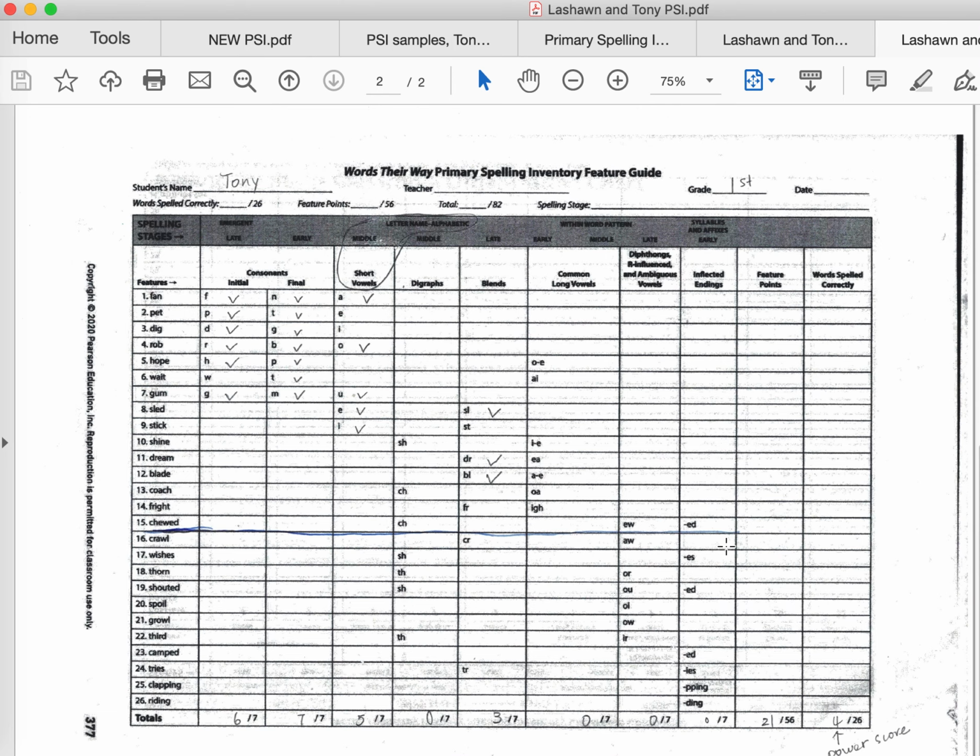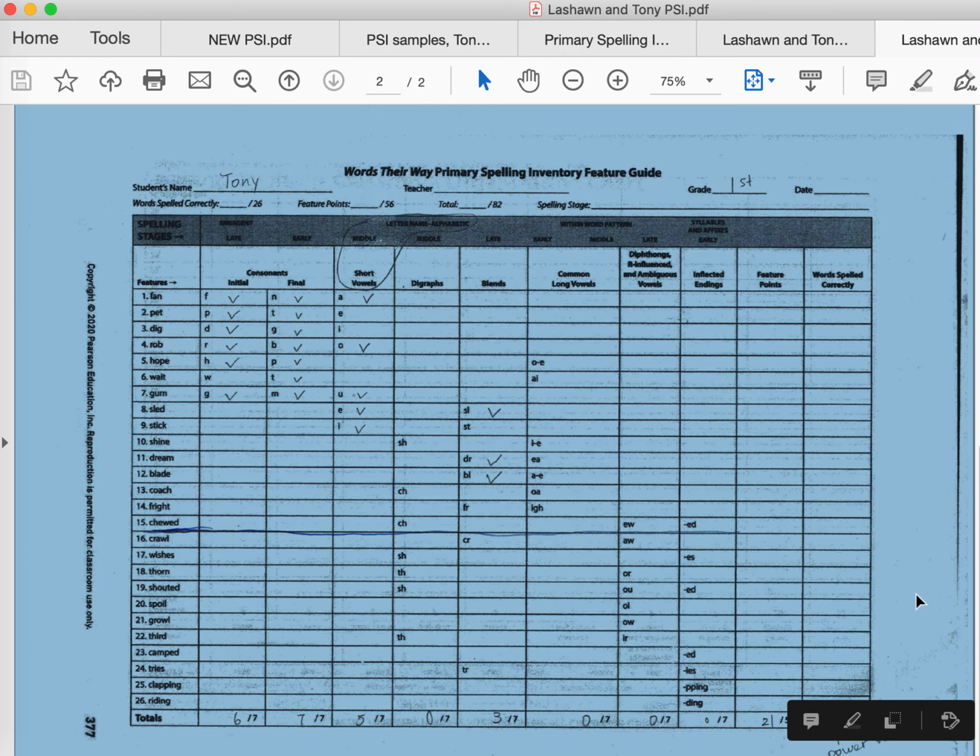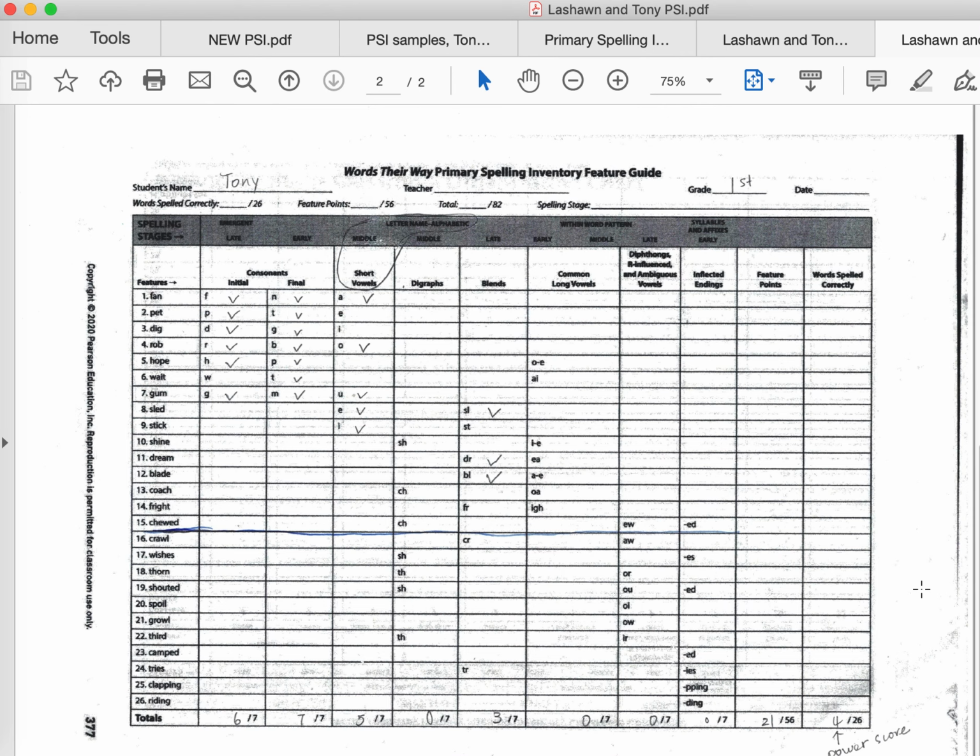Thus, the totals at the bottom of any feature column will need to be compared to how many words the student attempted. In Tony's case, only 15 words rather than 26 words on the entire PSI. With this in mind, Tony's power score is 4. The number of words he spelled correctly is the power score. And his total number of feature points would be 21 of 36 here.